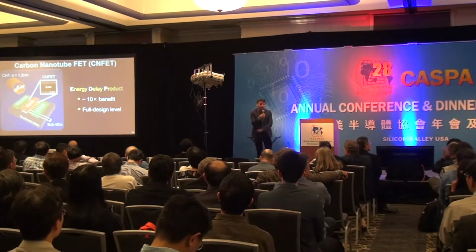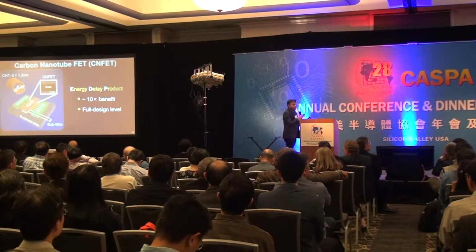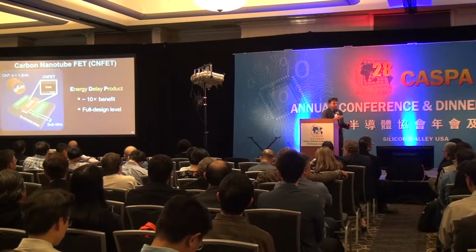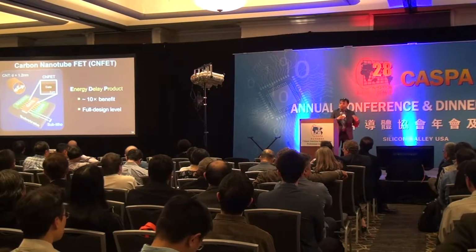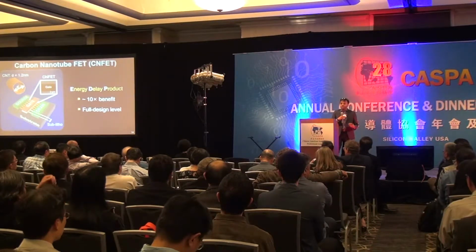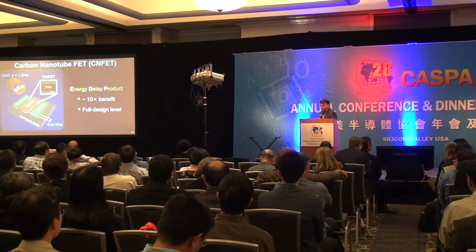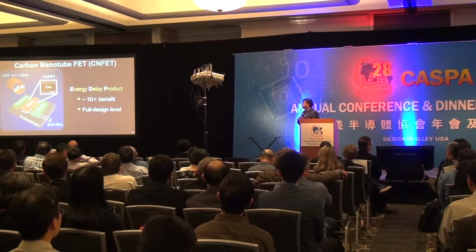Why are we talking about a carbon nanotube transistor? That's because if you take an existing processor, not a NAND gate, a full processor including interconnects and everything after place and route, and if you replace your existing transistors with carbon nanotube transistors and then do a full optimization, you will get a 10x energy delay product benefit right off the bat.